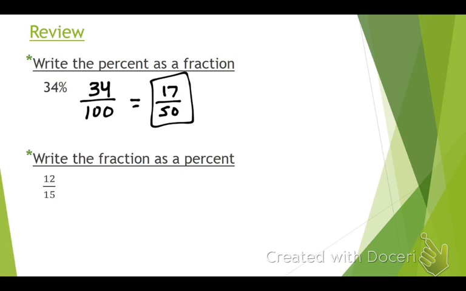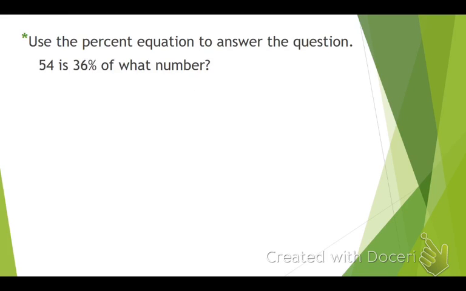17/50ths. Next up, when you plug 12/15ths into your calculator, what do you get that comes out? 0.8. And then you got to change that to a percent. And what do you get? 80%. Let's do one last review problem for today.